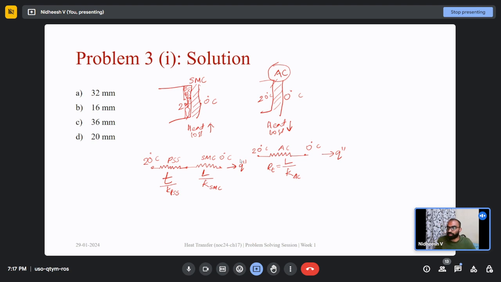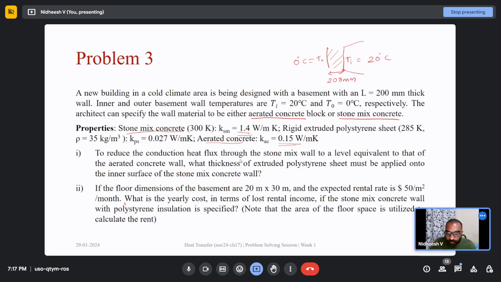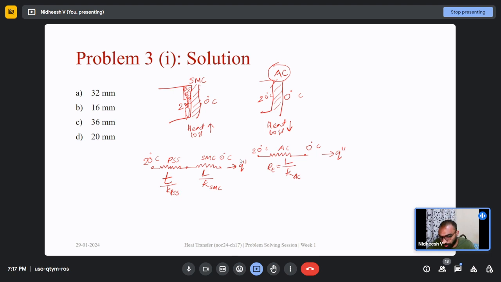Is this clear for everyone? Sir, the fluid that is flowing inside and outside, and that H value, do we need to take it or not? In this case, it is not mentioned anywhere, right? So it could be negligible. Even if it is given, we know that we don't need those values. We know the temperature at the beginning and end of the wall. We know those temperatures, and we just need to find out the thickness of this polystyrene sheet.